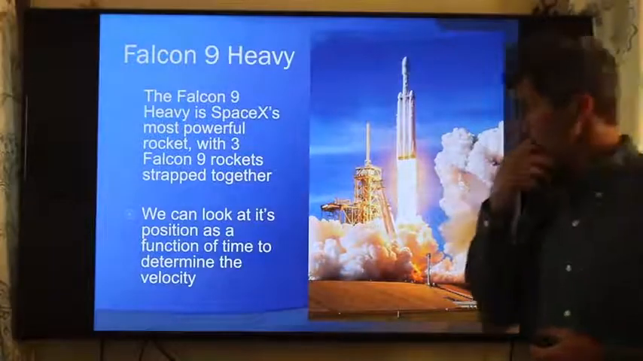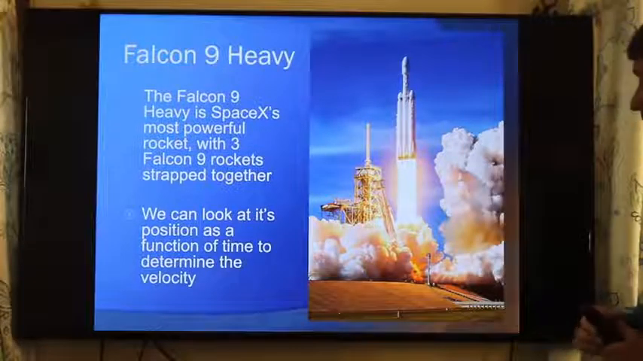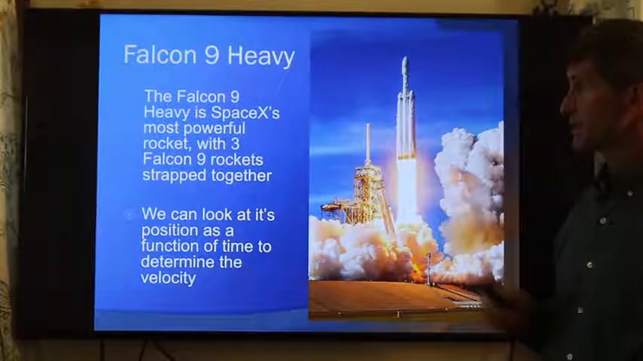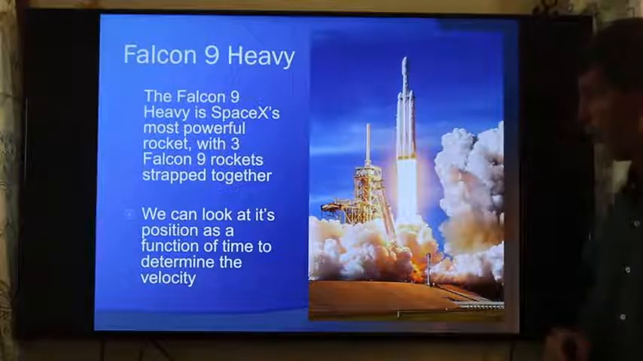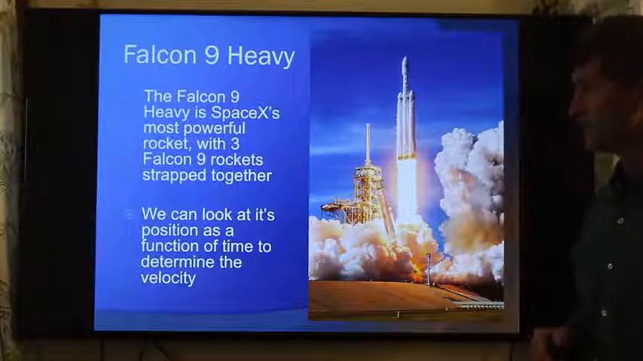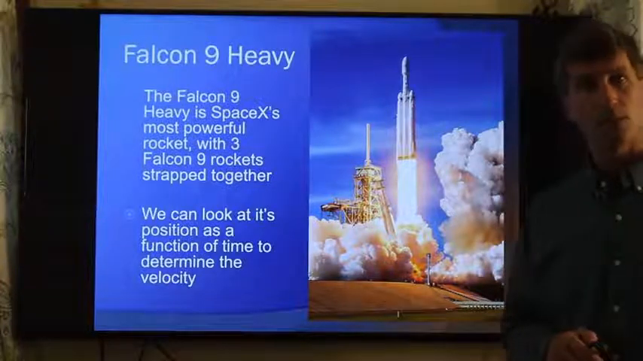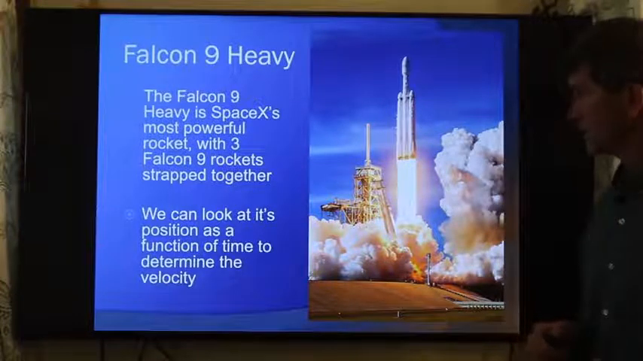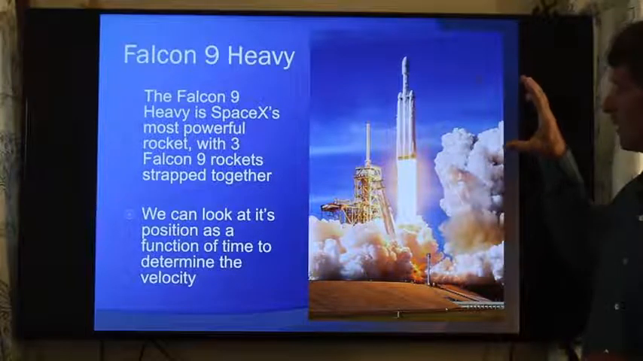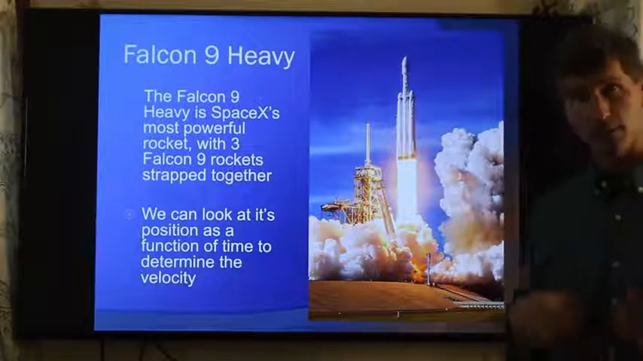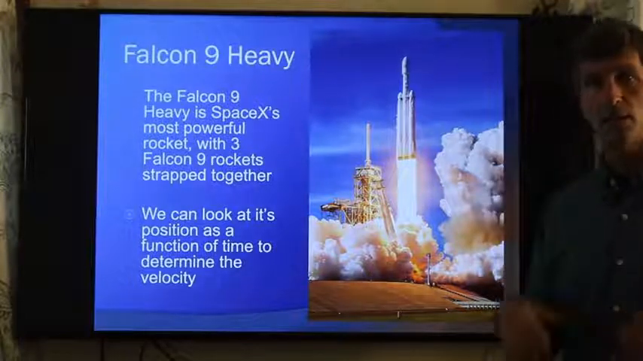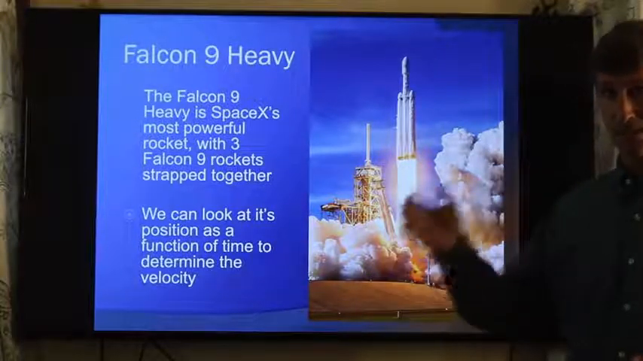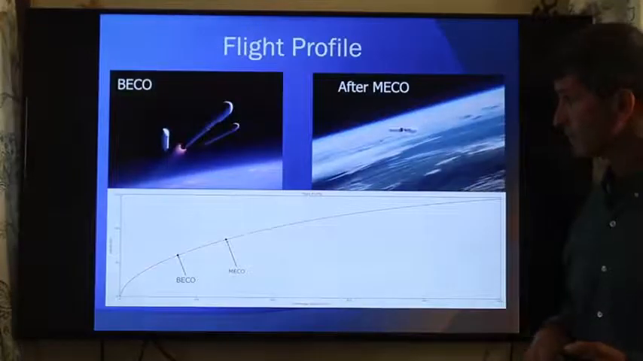Let's take a look at an application here. Here we have the Falcon 9 Heavy. This is SpaceX's most powerful rocket. It's actually 3 rockets strapped together. And we're going to look at its position as a function of time and what the velocity does as a function of that. Now, to understand rockets, you have to understand they start out with a lot of fuel. When the engines are on, they're pushing more fuel at the beginning and then less fuel at the end.